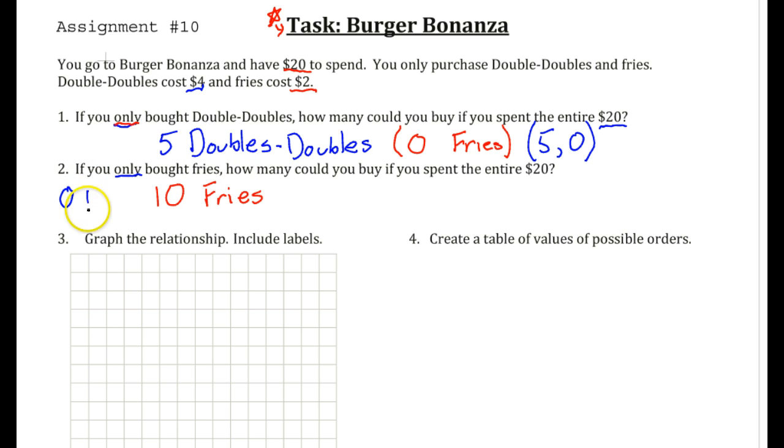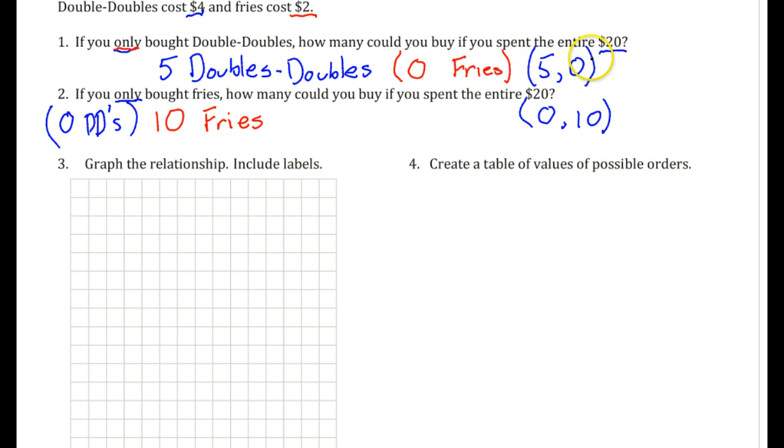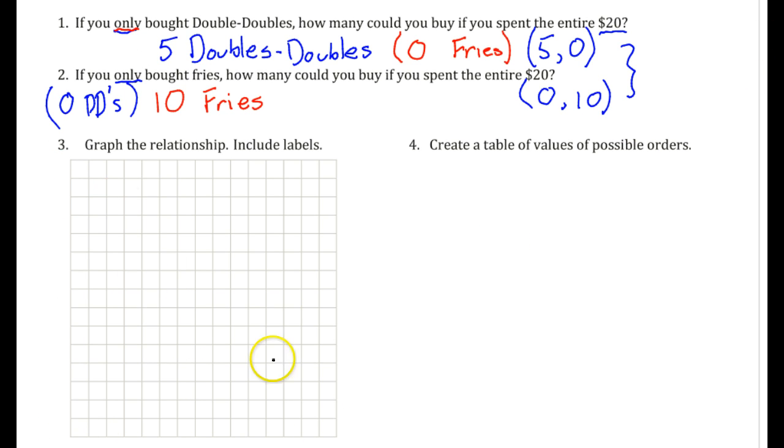So 0, I'll abbreviate, double doubles, which would be the coordinate 0, comma 10. Notice how the order is important. Since up here I said 5 first, double doubles were first. Down here, double doubles have to be first, 0, comma 10. So that's the beginning of your table. Actually, it's the beginning and the end. These were called the intercepts because they have a 0 in them. So I know one of them is going to be on this axis, the vertical, and the other point is going to be on the horizontal. Now we want to find all the points in between.